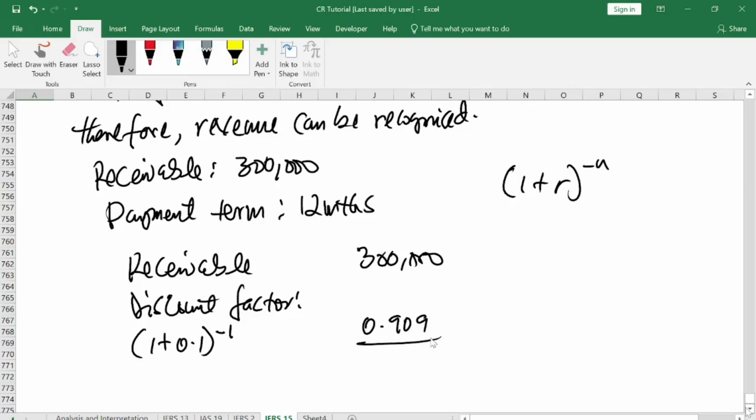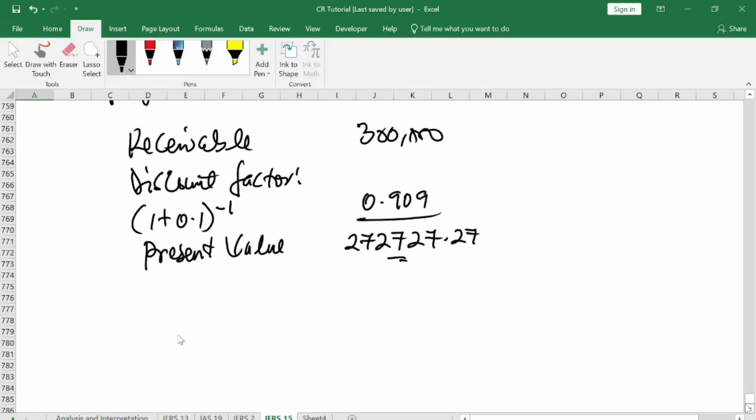0.909. You leave it at one decimal, to 27.27. So this becomes your present value of your receivable. So this is what you report in your P&L. So this is your journal entry.